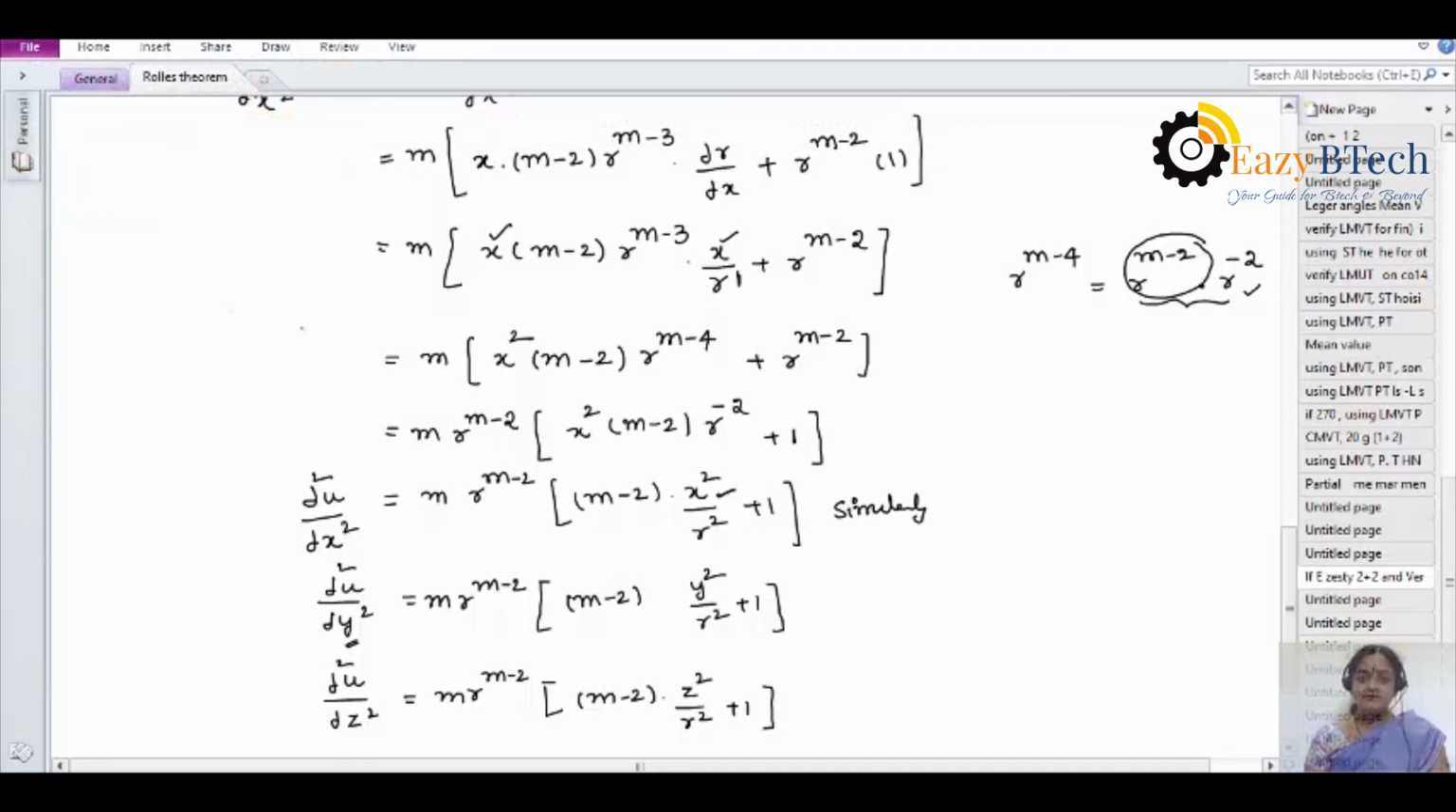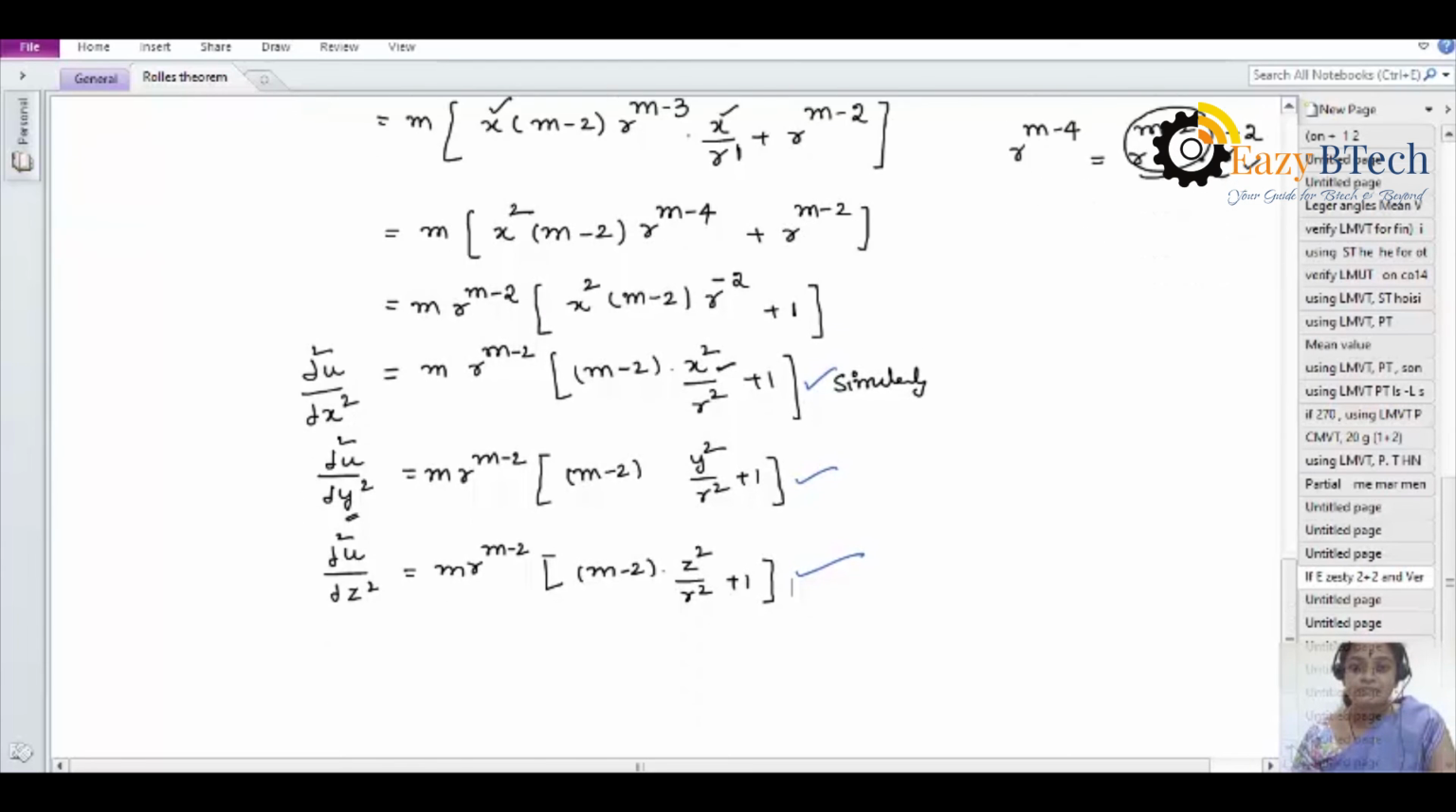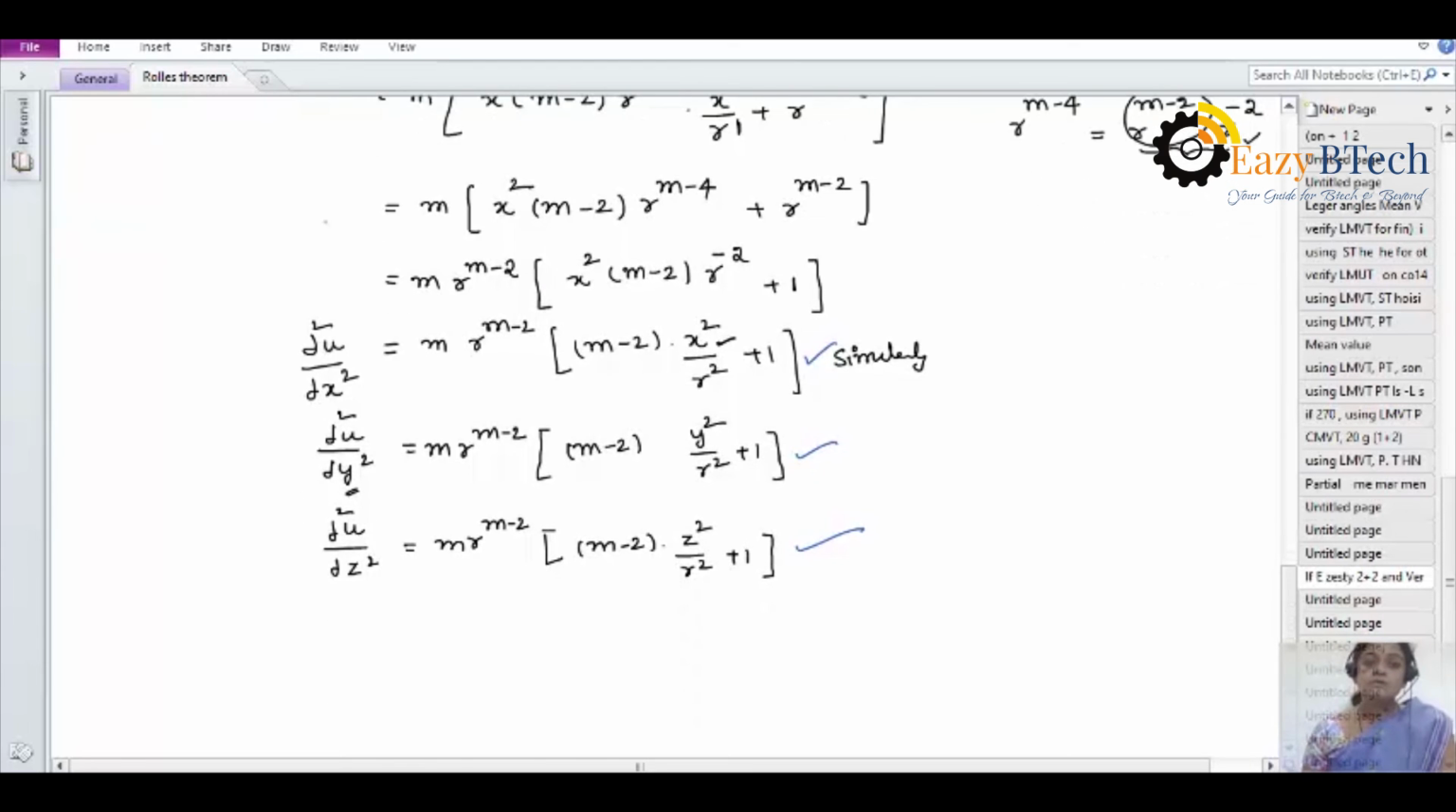Okay, so now these three values, adding these three values, dou square u by dou x square, dou square u by dou y square, and dou square u by dou z square, because that one is the LHS part of our question. So now I am adding all these three. Okay, adding. See how I am adding here. I am adding these three terms, students, these three.